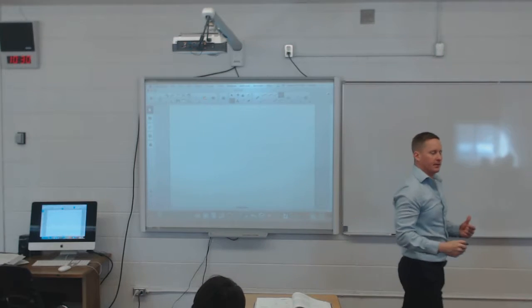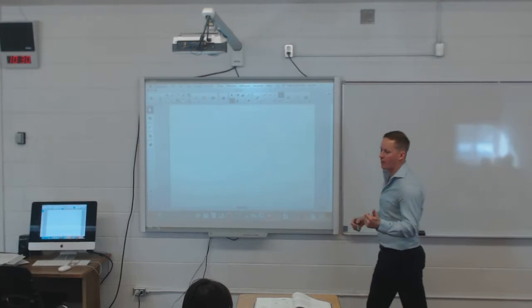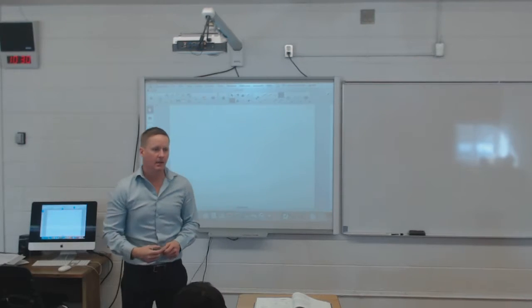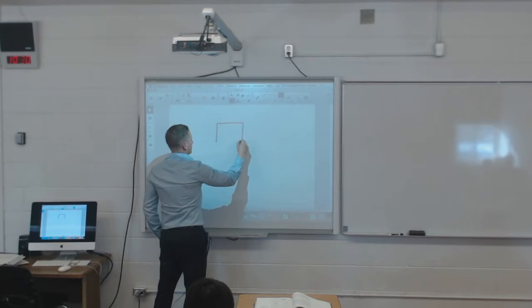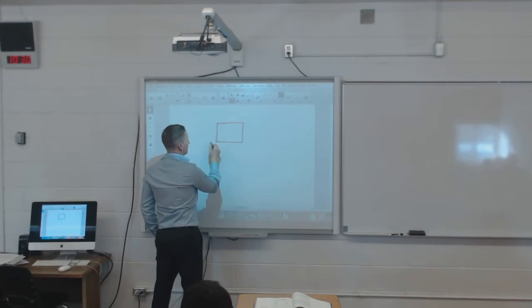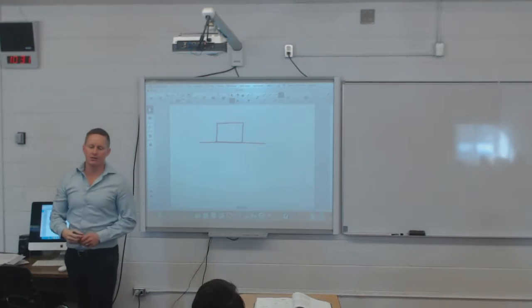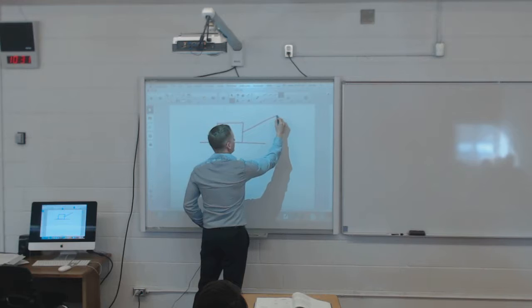You're going to have a number of questions like this, with somebody pulling an object such as a wagon, or somebody pulling a toboggan in this case. So let's have a look. This is what we call a free body diagram. I have a toboggan, and this person's pulling on this handle right here.